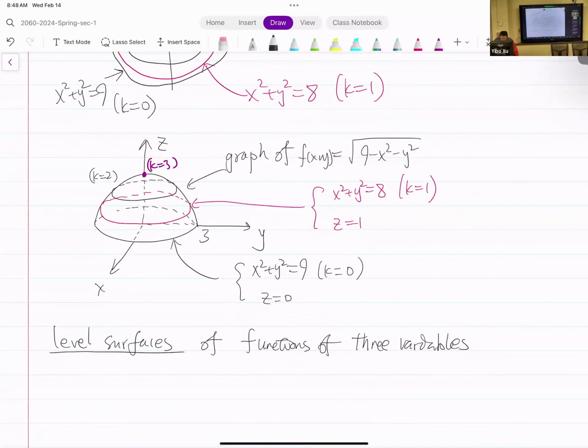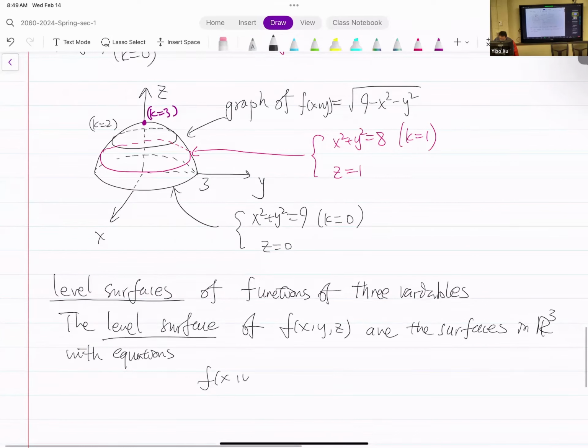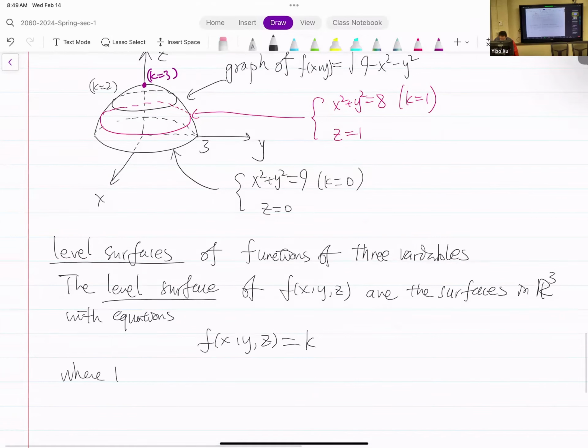So the idea is the same, right? The level surfaces of a function f of x, y, z are the surfaces in R3 with equations that the output f of x, y, z has to be fixed at a level k, where k is a constant in the range of f.